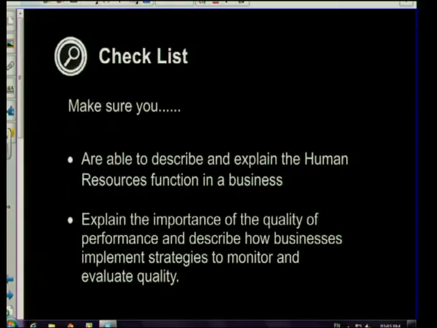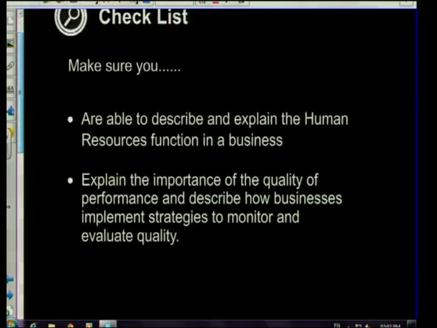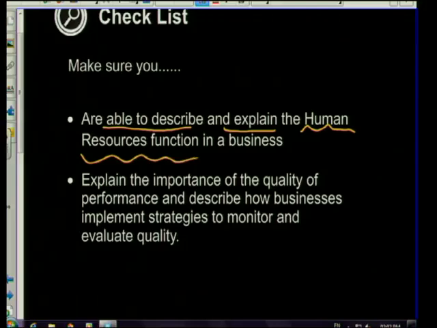Business operations consists of two main parts. Let's have a look at each of them. The first part of business operations: you need to be able to describe and explain the human resource function in a business. What this entails would be starting from grievance procedures. A lot of it would be to do with induction, all the way to how to dismiss an employee, for example, employment contracts, everything around employees in the workplace, contracts.